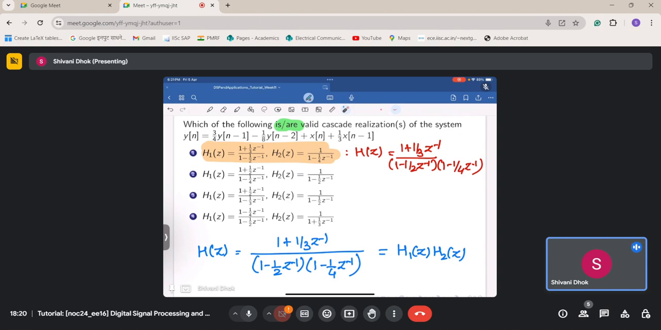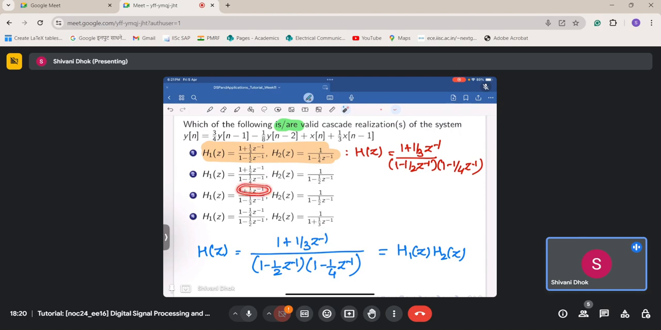So now one thing we can check is, first we can just rule out the impossible options for H(z). If you observe here, in the numerator we have 1 + 1/3 z^-1. Here for H2 the numerator is 1, and here it is 1 + 1/2 z^-1. If I multiply these two, it's never going to give me this factor. So this option is ruled out.